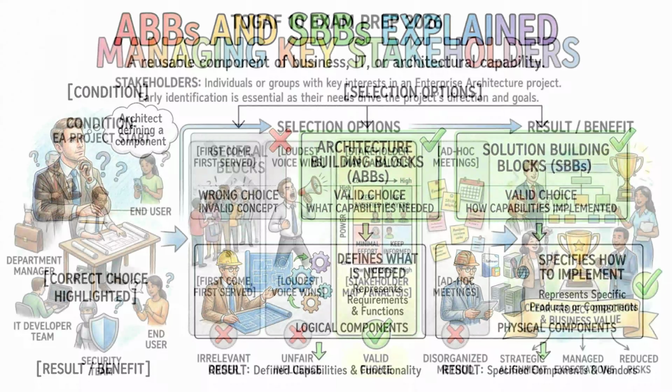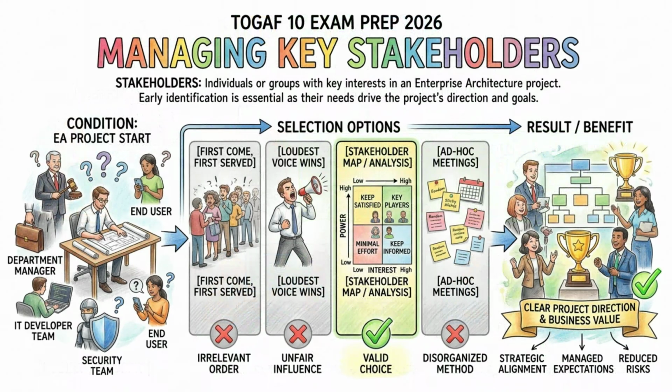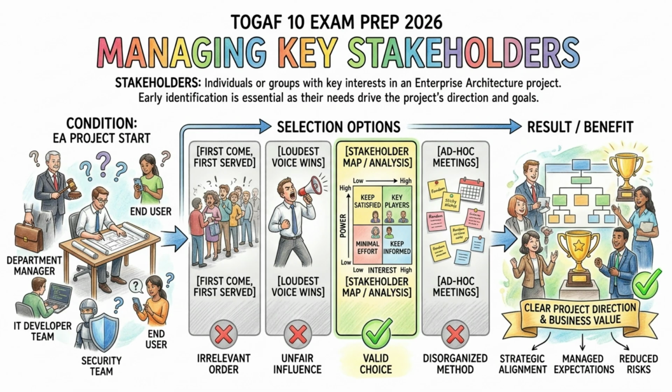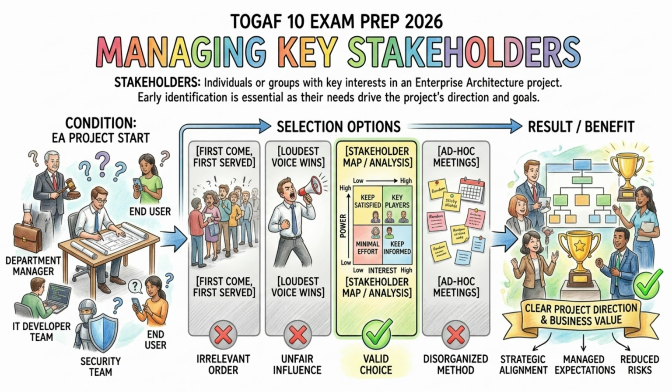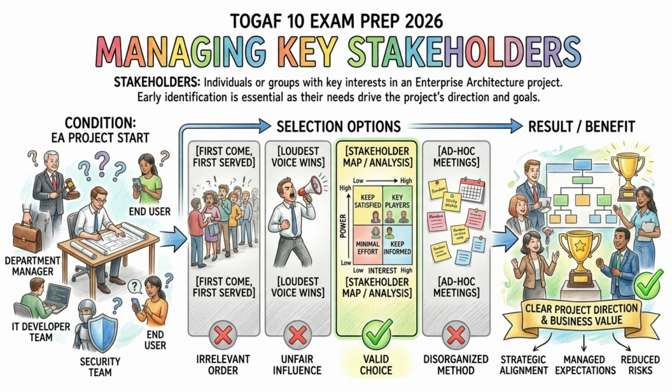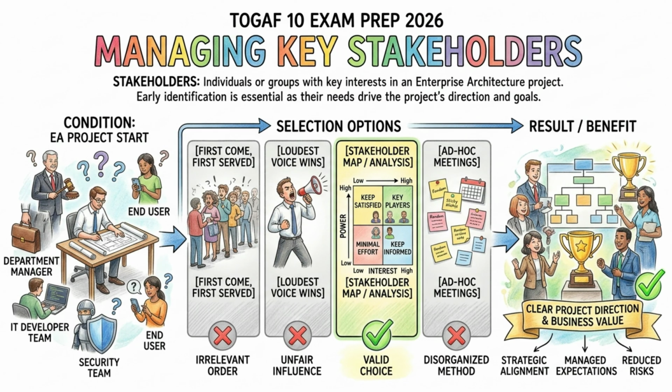Stakeholders are individuals or groups who have key interests or concerns in the outcome of an enterprise architecture project. Stakeholders can include executive leaders, department managers, IT developers, security teams, and end users. Identifying stakeholders early is essential because their needs drive the direction and goals of the entire architecture initiative. Exam questions often ask how architects capture, prioritize, and manage stakeholder expectations across the architecture lifecycle.